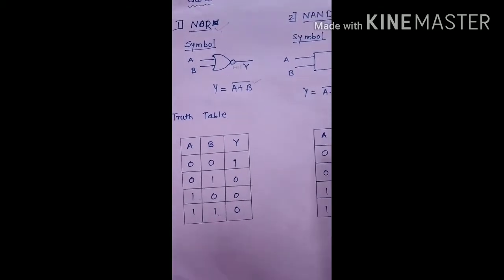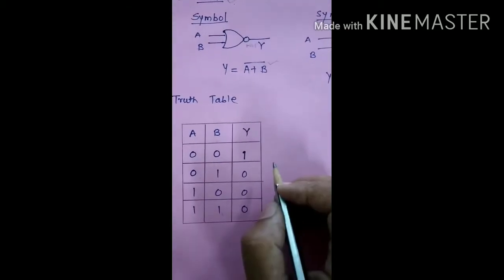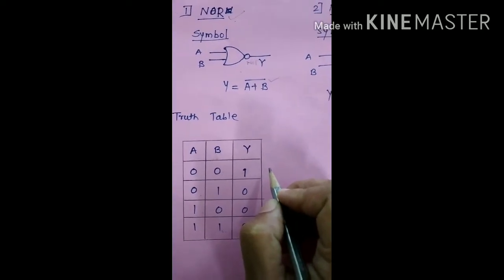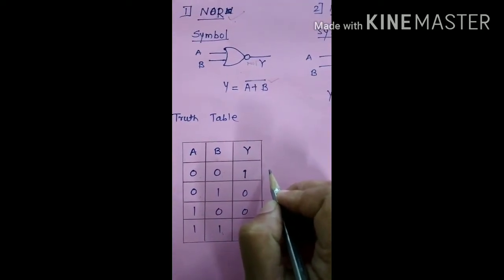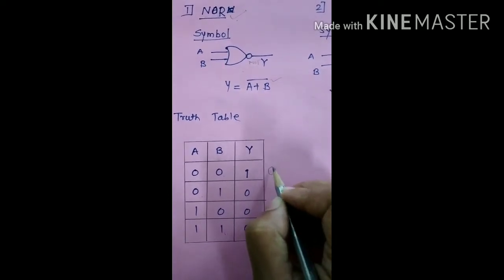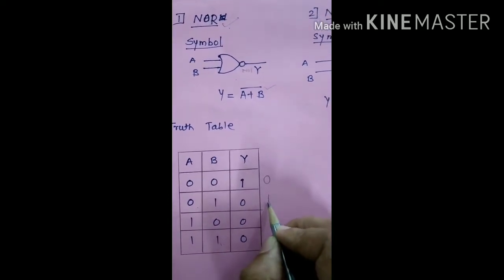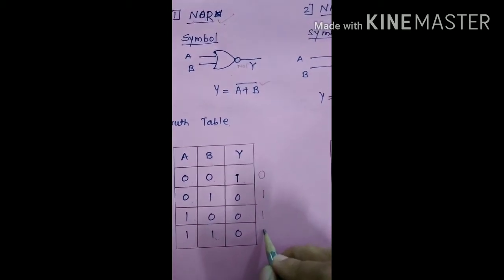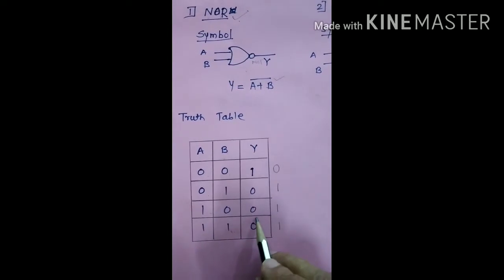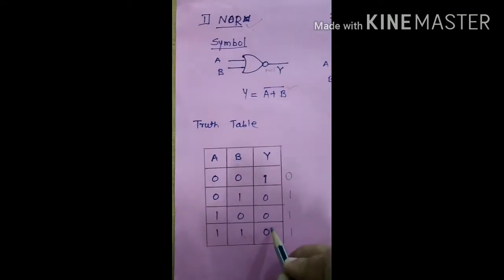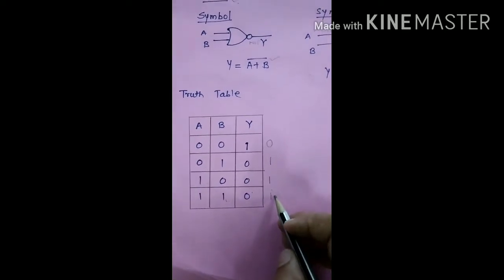This truth table is very easy to draw if I know the truth table of OR gate. OR gate is nothing but a logical addition. So 0 plus 0, 0; 0 plus 1, 1; 1 plus 0, 1; and 1 plus 1, 1. So this NOR gate output is exactly opposite of OR gate. So I can also draw it from OR gate.